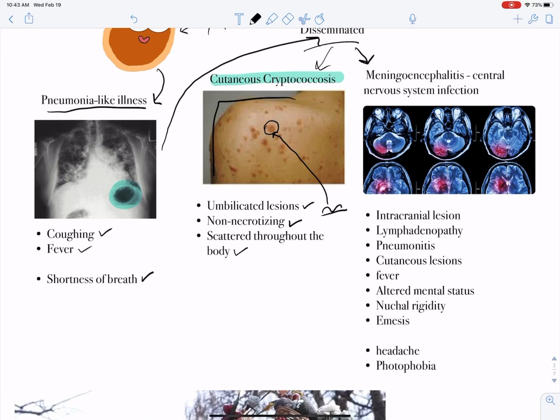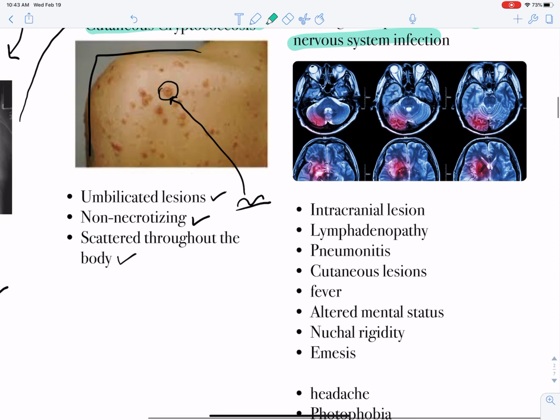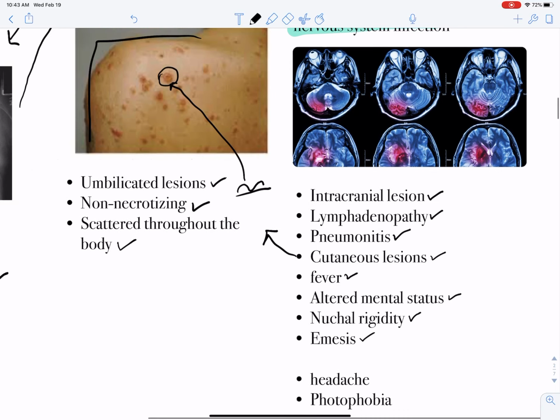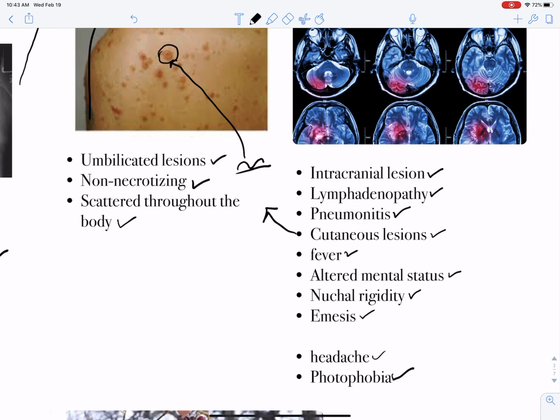Additionally, we have meningoencephalitis. So this is going to be a central nervous system infection, and we can see a brain scan right here, and these are highlighting the intracranial lesions in red. We're also going to have swollen lymph nodes. We're going to have generalized respiratory tract, cutaneous lesions, which we've just mentioned right over here. They're going to present with fever, altered mental status, nuchal rigidity, so you're going to have soreness in the neck. You're going to present with vomiting, headache, and photophobia.